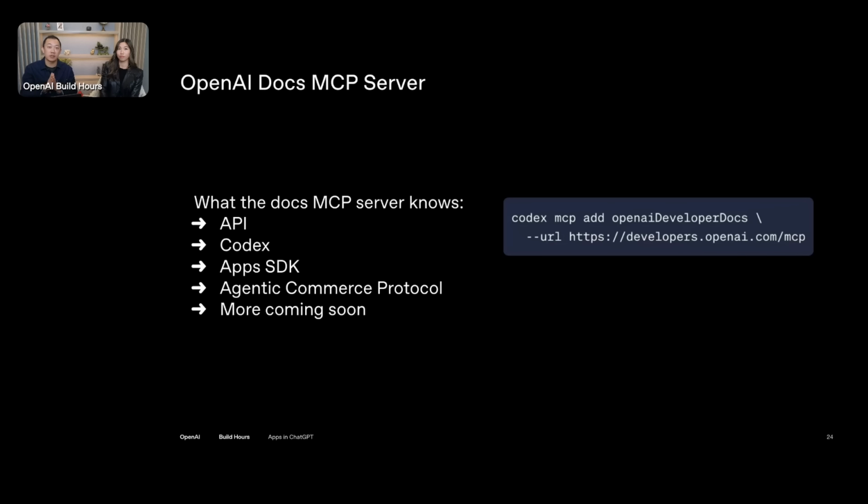So our MCP server is based on all of OpenAI's content. So you could build with the API, our Apps SDK, and more. So today we'll just focus on how you can use it to build a ChatGPT app. Cool. I will switch over to you so you can show how to do this. Thank you.